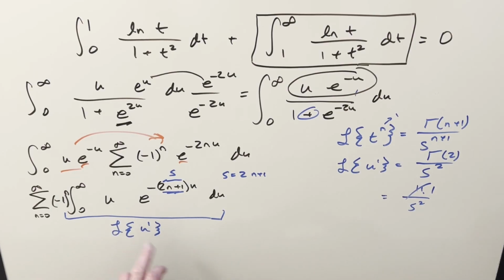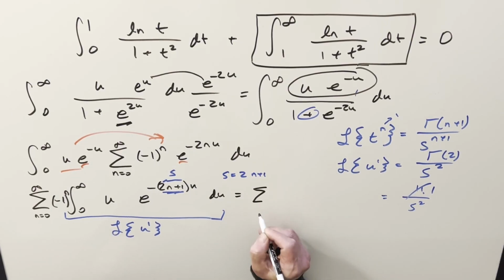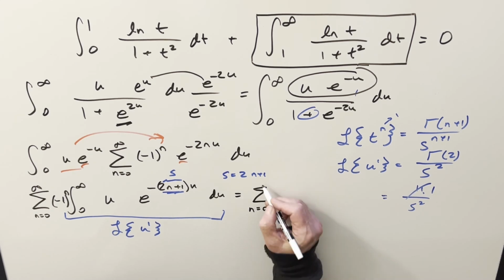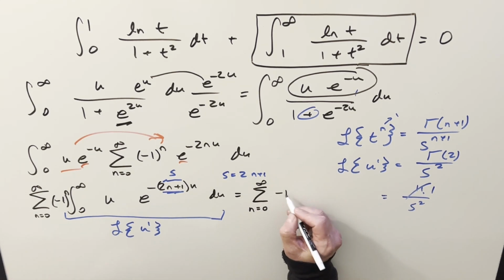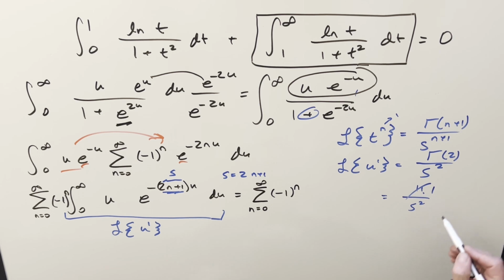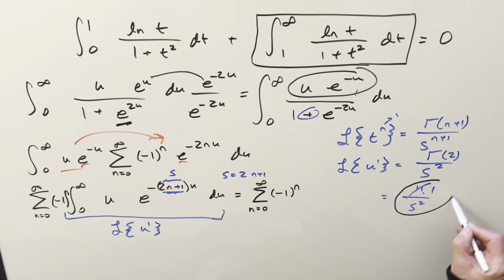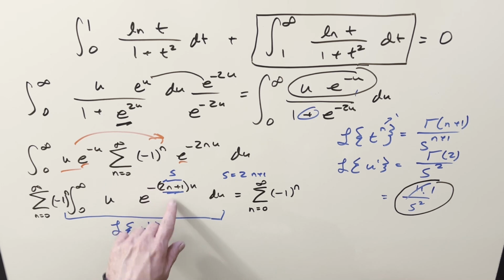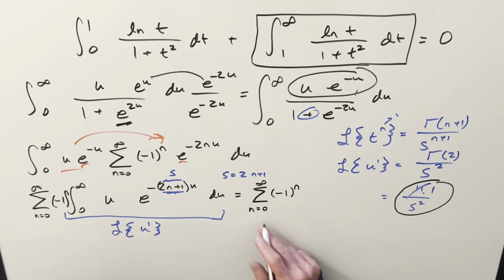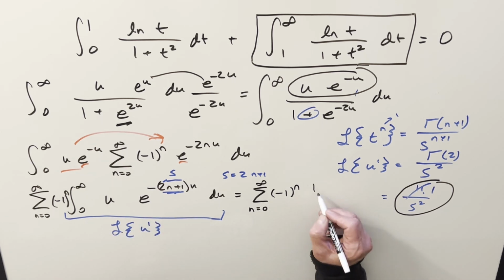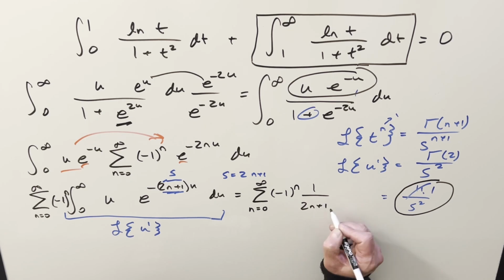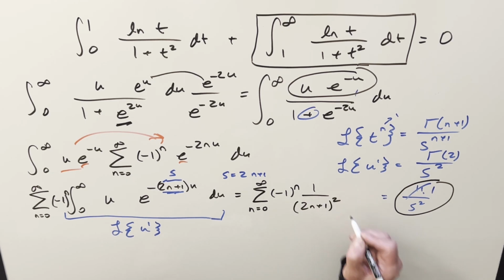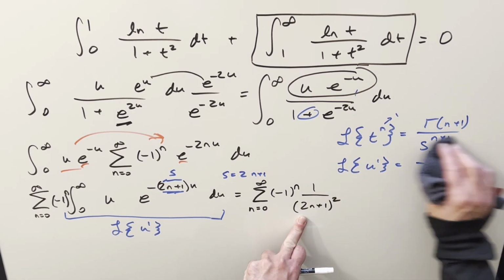So coming back and putting this back into our sum, let's rewrite this. We have our sum from n equals 0 to infinity. We still have this minus 1 to the n in front. Now instead of 1 over s squared here, remember s is going to be 2n plus 1. So let's put it back in terms of n, get everything in terms of n. So we'll have this as 1 over (2n plus 1) all squared. And let me just clean this up a little bit.